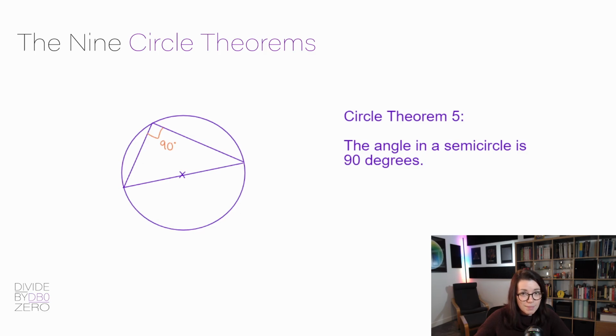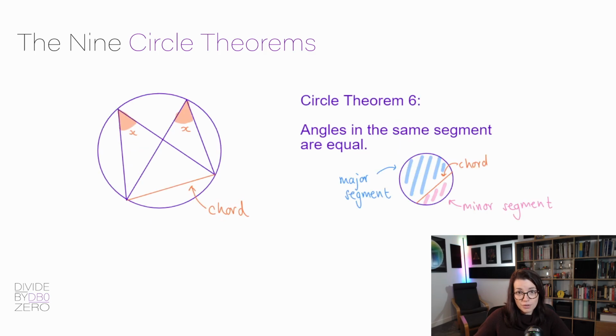Circle Theorem 5. The angle in a semicircle is 90 degrees. If you've got the diameter and then a triangle being formed in that semicircle, half the circle, that angle there is 90 degrees.